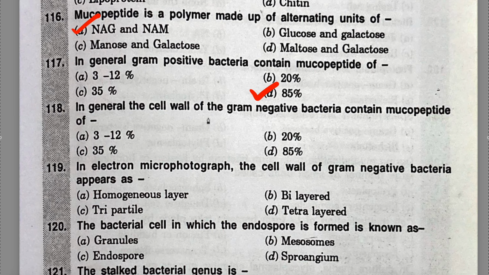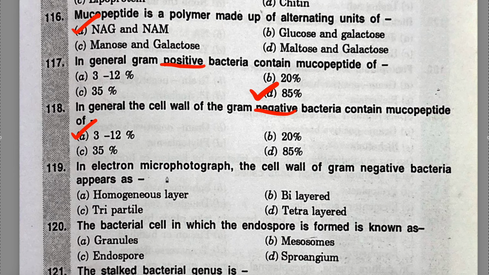118. In general, the cell wall of the gram-negative bacteria contain mucopeptide of 3 to 12, 20, 35 and 85. The options are the same, but see, they have asked here gram positive and in this case gram negative, so it's a huge difference. So the answer is option A. In case of gram positive, there will be more mucopeptide, but in case of gram negative it will be less, 3 to 12% only.